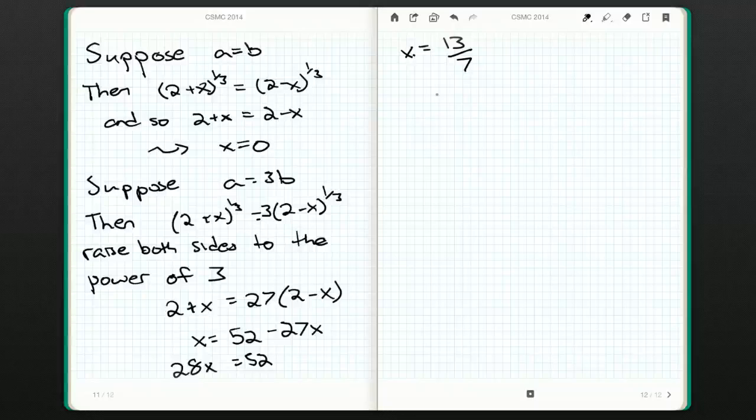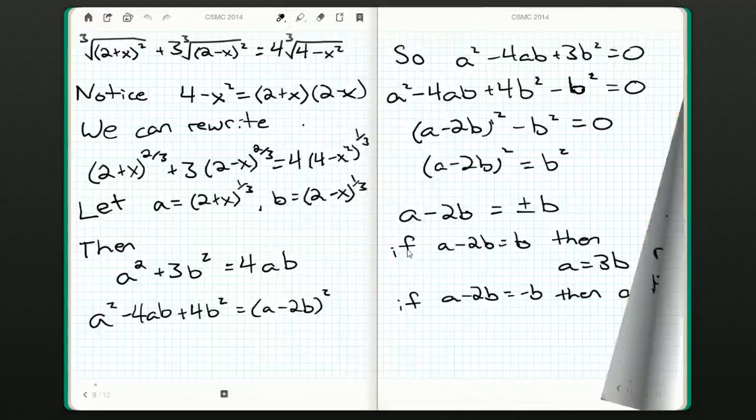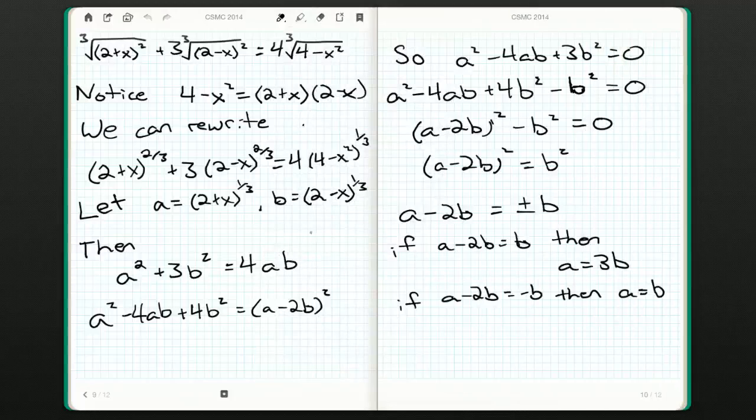So we worked that out. We got x is equal to 13 over 7, x equals 0. Now, was there any other cases we could handle? Any other way we could approach this? Well, there's probably other ways we can approach this.